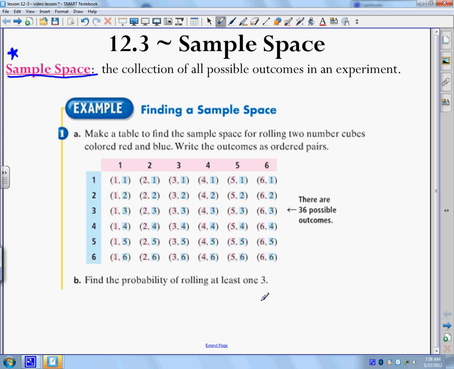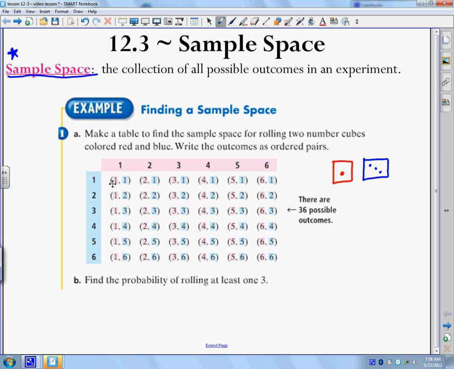So here is a sample space for rolling two number cubes, or two dice, colored red and blue. So I have my blue dice and I have a red dice. So you have one of each and you roll them. All the possible outcomes are listed here, and there's 36 of them that could happen.